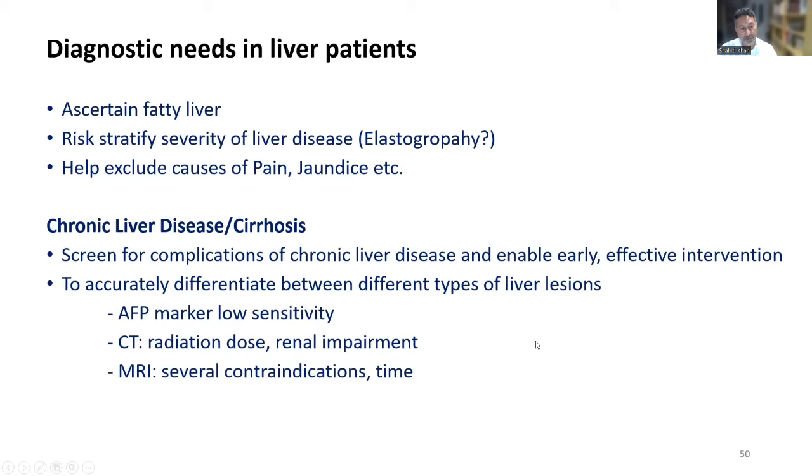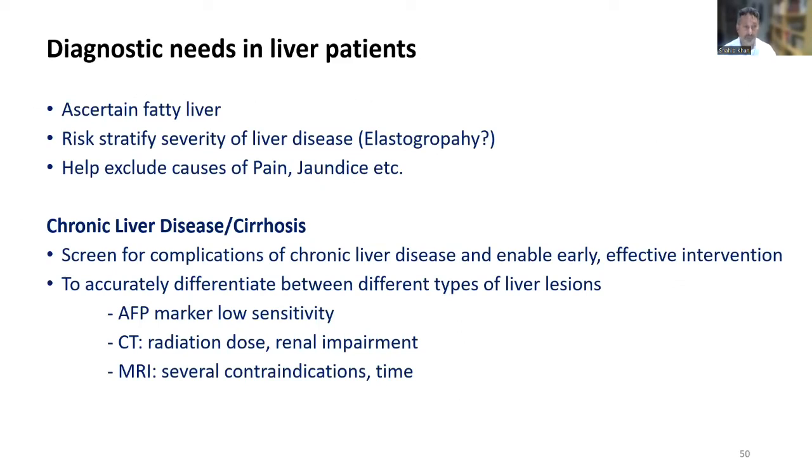We also need to be able to screen for complications of chronic liver disease to enable early and effective intervention. So, for example, we need to be able to screen for signs of portal hypertension before patients get symptoms, so we know whether to do endoscopy, start them on beta blockers to prevent variceal banding, to look for developing portal vein thrombosis so we can anticoagulate, for example. And of course, the development of ascites so we can start them on diuretics to prevent them getting SBP, ascitic infection, which carries a high mortality.